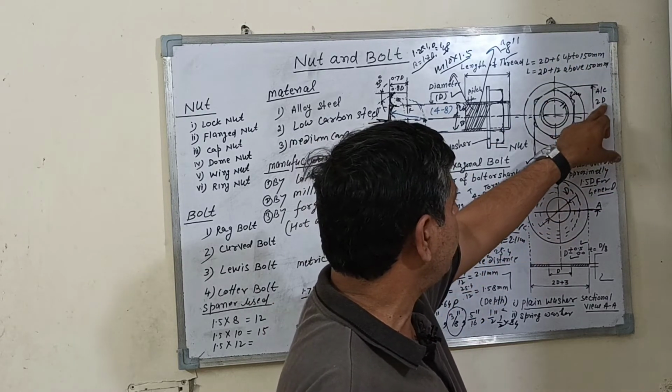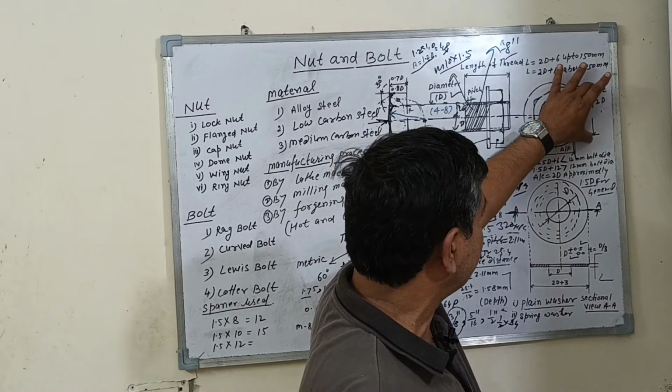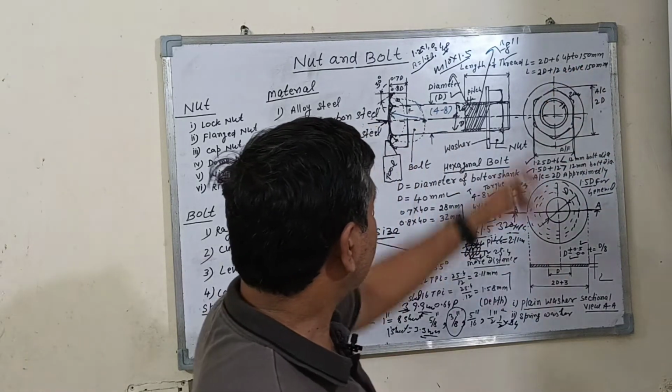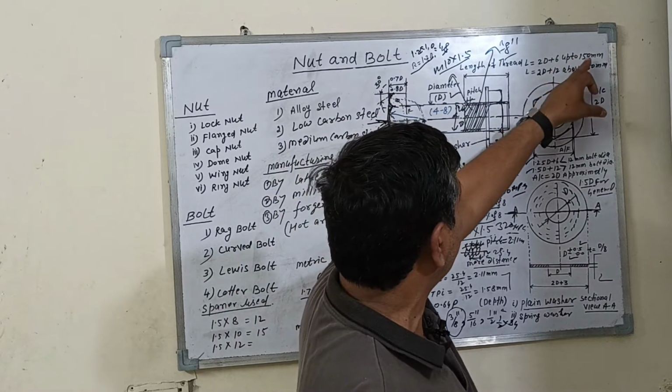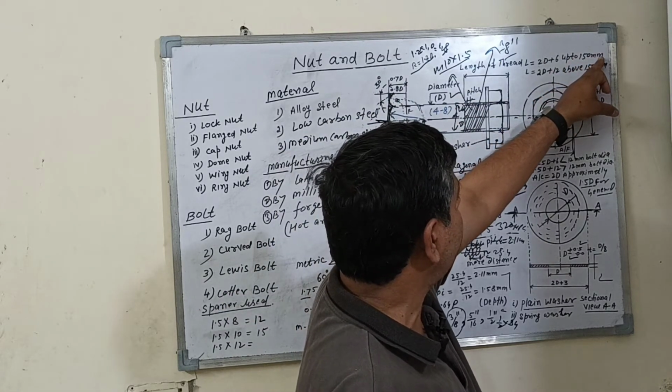2D means 2 into 40. So this is the dimension you will take, 80. This is the length of thread. The length of thread is up to 150 mm.